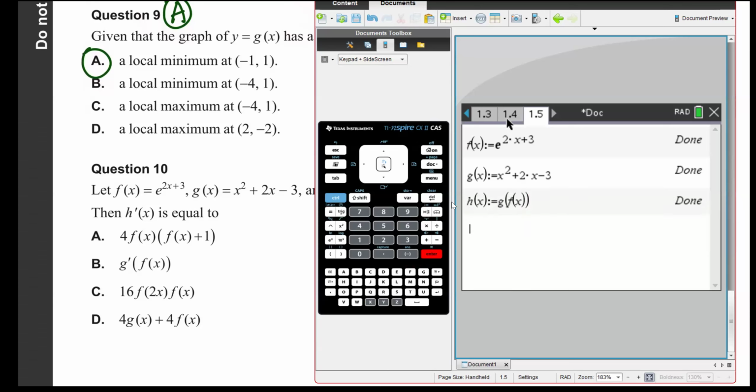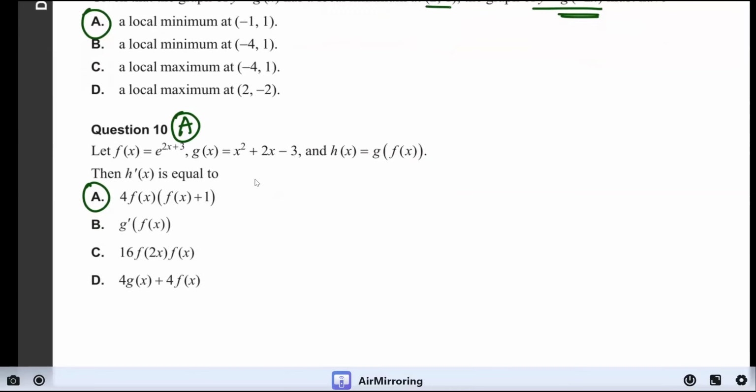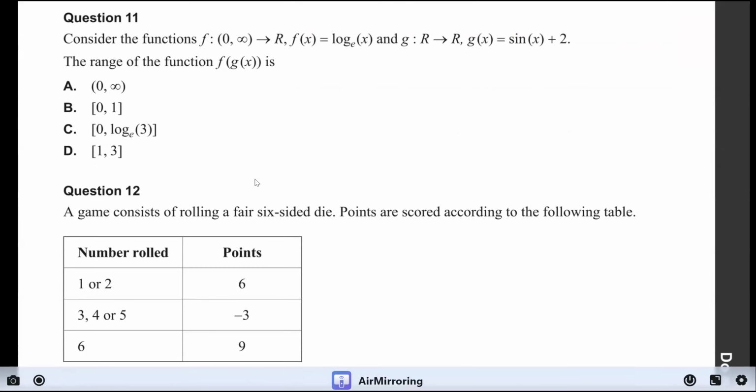So I would like to get the derivative in terms of the other functions. So let's try d dx of h of x. If that's equal to that, let me try the equation for f of x times f of x plus y. True. Oh, actually the first one is correct. That's interesting. All right. So this is another CAS question.